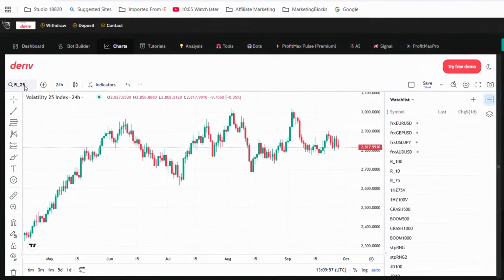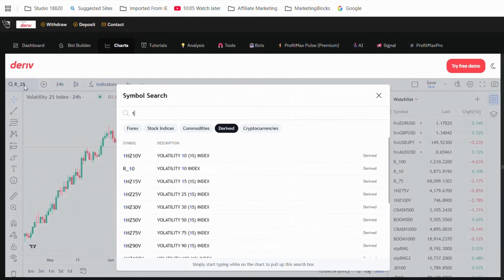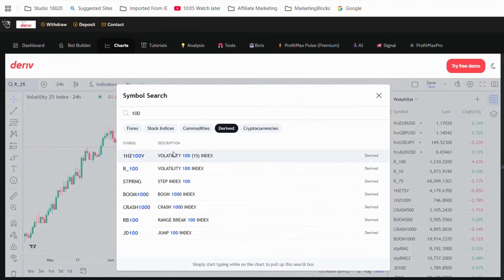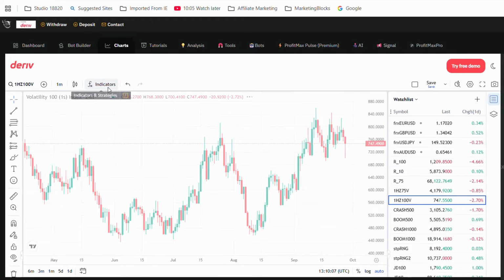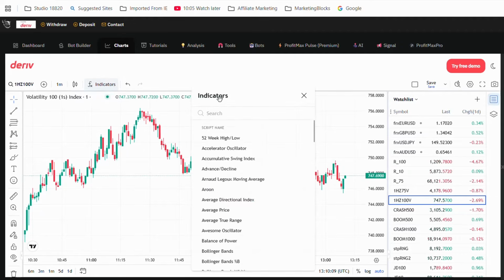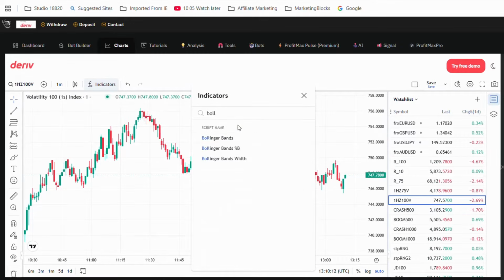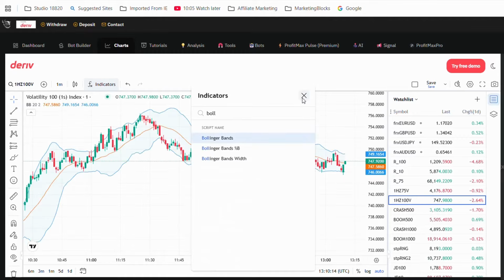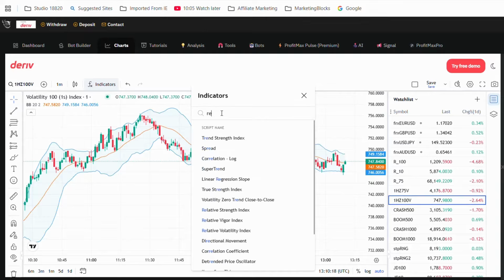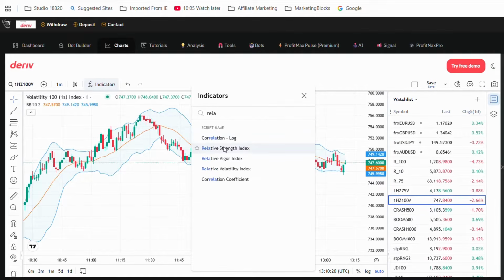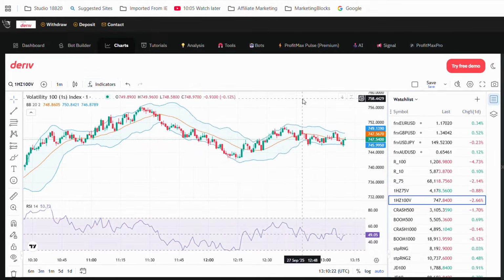This is the Deriv Trading View charts. Select the Volatility 100 1S. We are looking at the 1S family, and then adjust the candlestick to 1 minute time frame. And then we'll be using two indicators. The first indicator is the Bollinger Bands. There you go. You can see three lines and then the candlesticks in between. And then we are going to use the relative strength index as a second indicator.